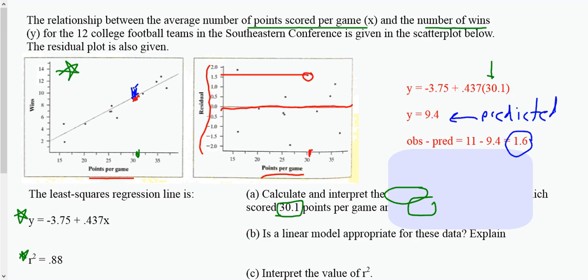And if you look at that then, you'd say, well, what does the pattern look like? Is there a pattern or not? And it looks like there is none. Some above, some below, like a scattering of things. So this would be considered a good linear model, and it would be a good fit. So it's appropriate.